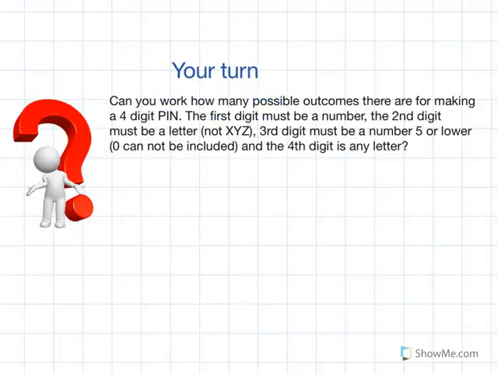Okay, let's put this question onto you now and have a go at this one. Can you work out how many possible outcomes there are for making a 4-digit PIN? The first digit must be a number, okay, so any number. The second digit must be a letter, not X, Y, Z. The third digit must be a number 5 or lower. 0 cannot be included. And the fourth digit is any letter. Have a go at this question whilst you pause the video.